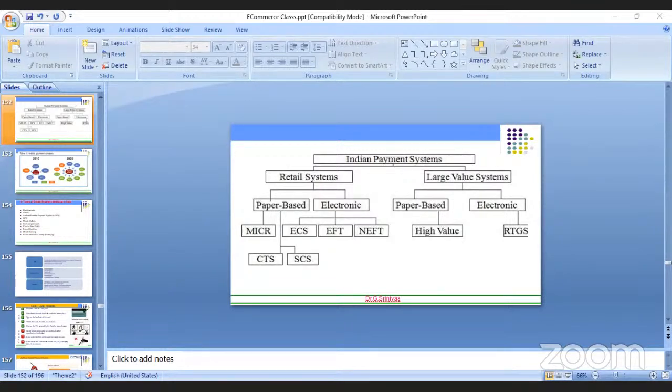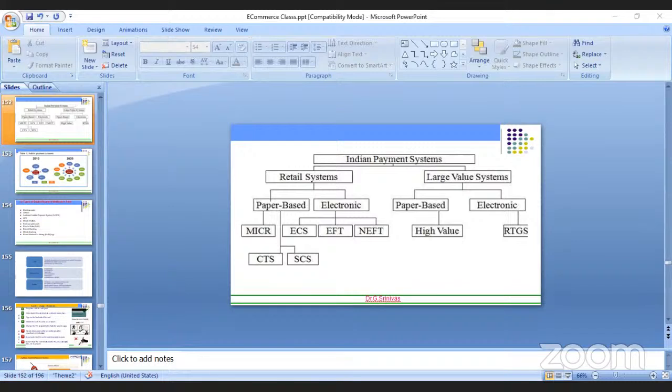And if you come to electronic for retail payments, we have ECS, electronic clearing system, EFT, electronic fund transfer, and NEFT, National Electronic Fund Transfer System. These we are using for retail payments. Means the banks use this technology to settle the payments between the banks, right? Between the customer bank and the merchant bank. To make the settlement system, they use this type of technologies for retail payments, meaning small payments.